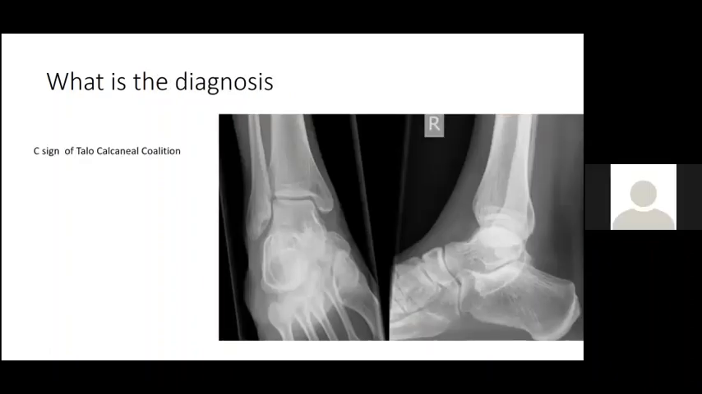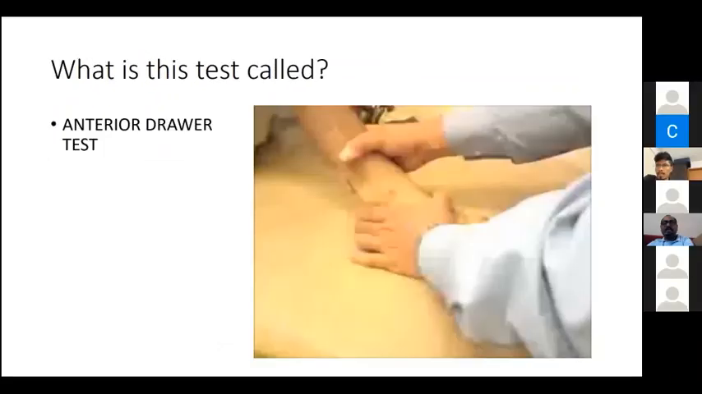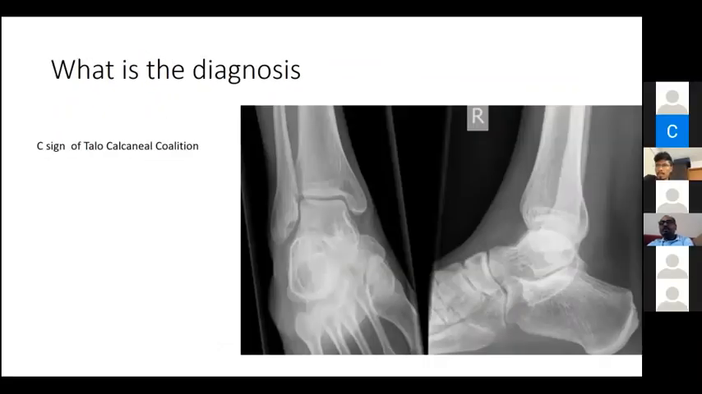A C sign in talocalcaneal. Oh, this is already there. I've told the answer. Sorry. So this is one of the questions, which is, what is the diagnosis here?